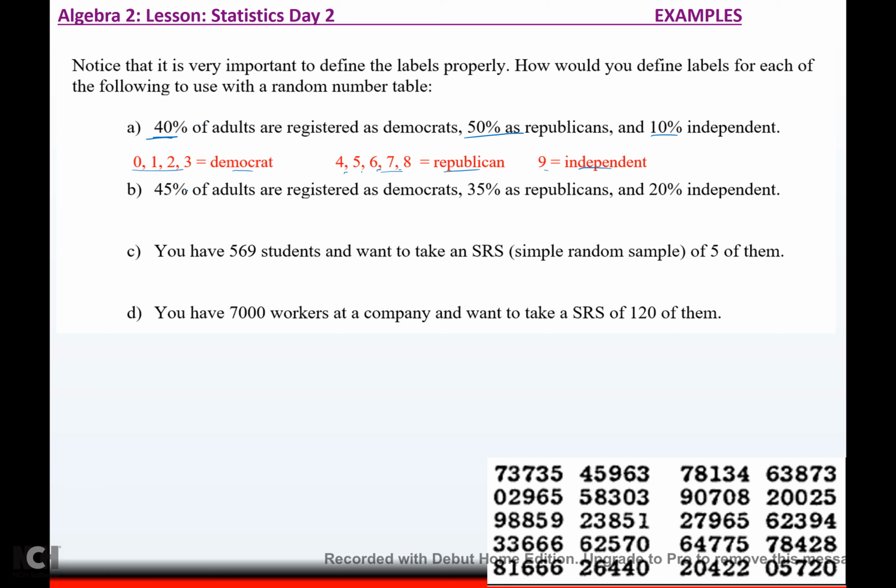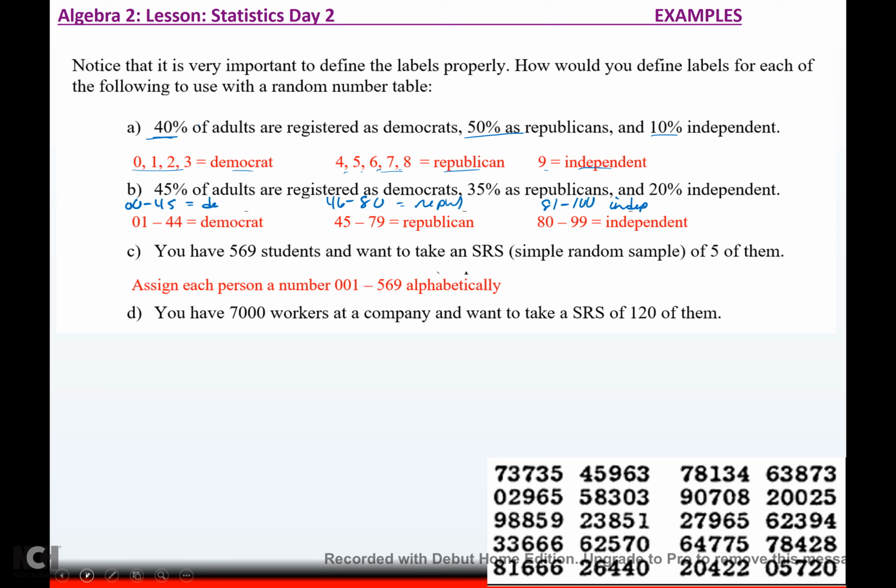So I need to go out of 100. So I would say, and again, I don't really agree with what they did. I mean, I guess you can do whatever you want. It's your table, but I would have went 0 to 45 is Democrat, 46 to 80 is Republican, and then 81 to 100 would be your independent. That's the way I would have done it.